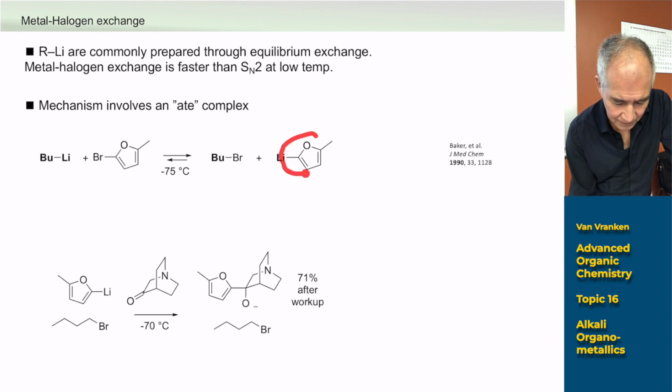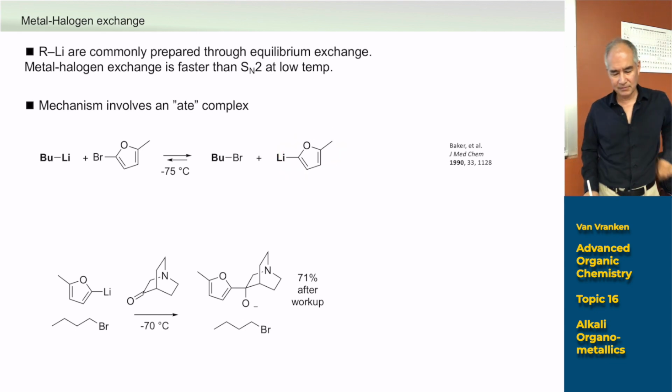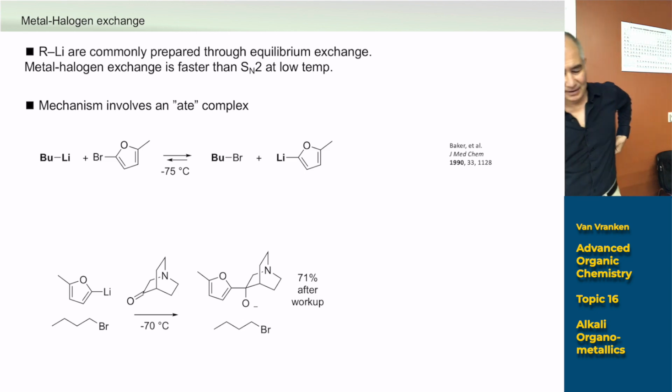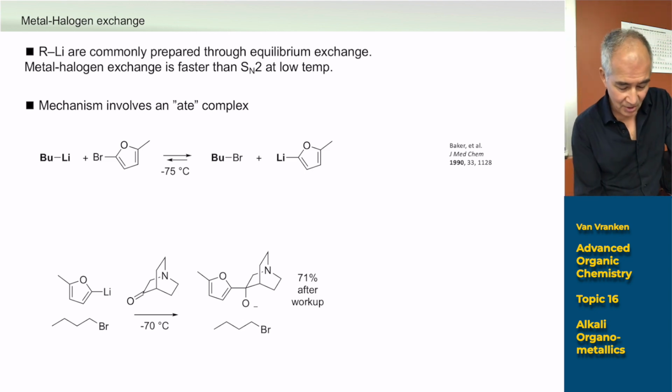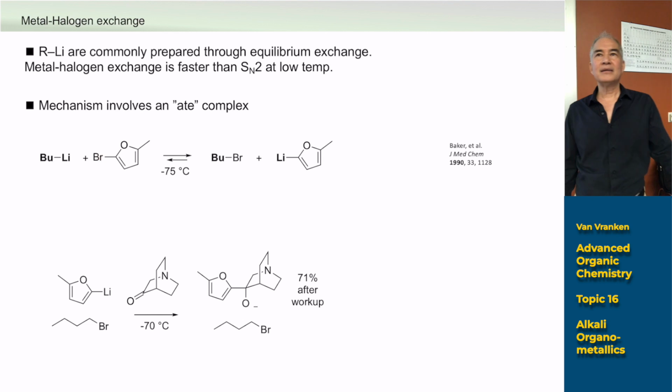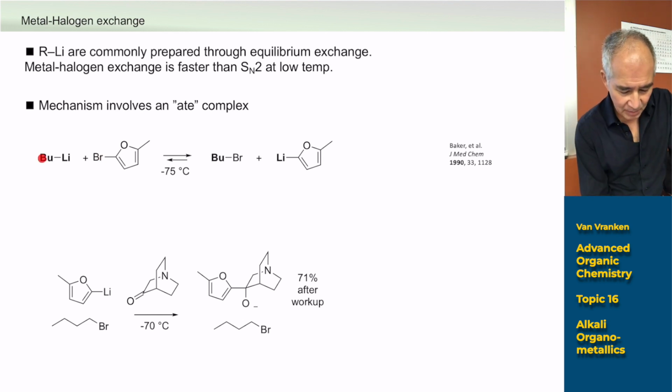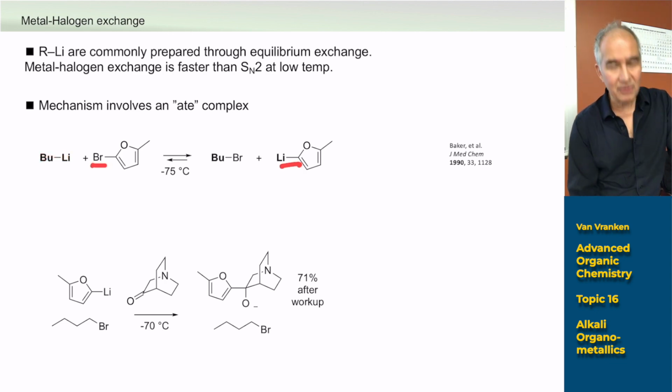They wanted to make 2-furyl methylfuran, whatever, lithiomethylfuran. And so what's the way to do that? You start with the bromide or the iodide. That's easy to make using electrophilic aromatic substitution, and then you just add butyllithium.